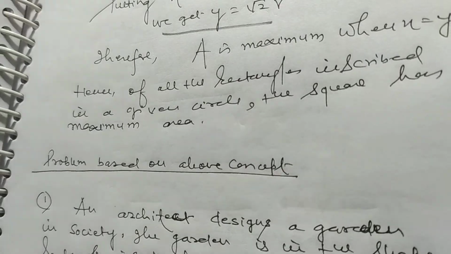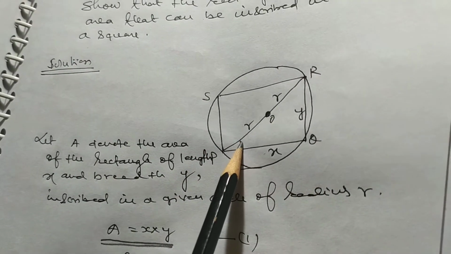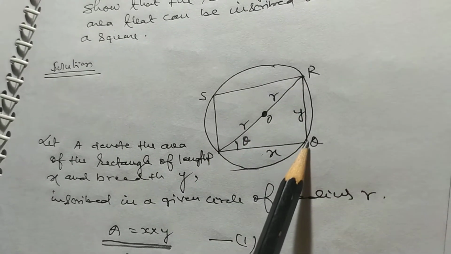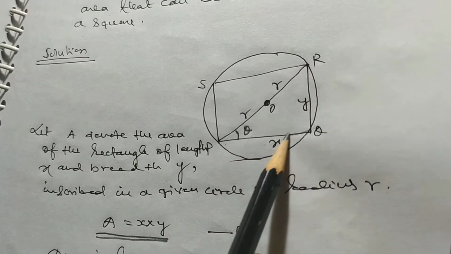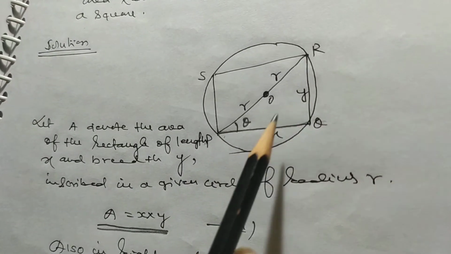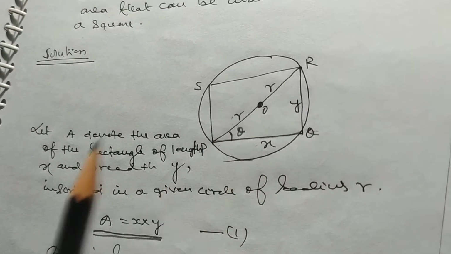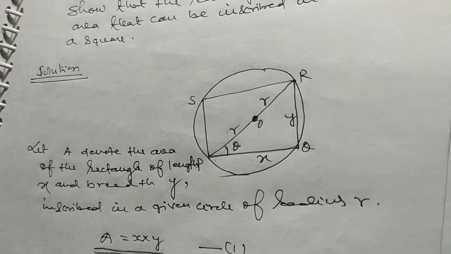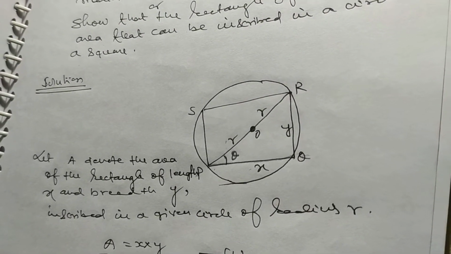One is, you make this diameter make an angle theta with this PQ, then convert length and breadth in terms of radius and theta, and you can also solve this problem. So this method is up to you. You may apply this method to solve this problem.